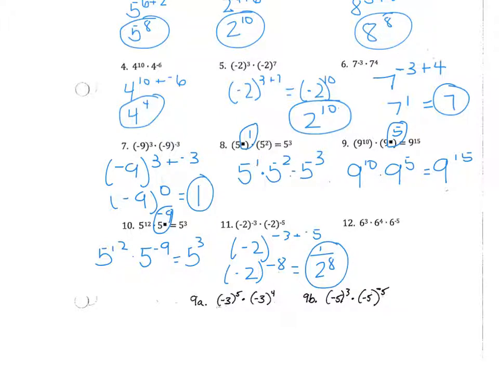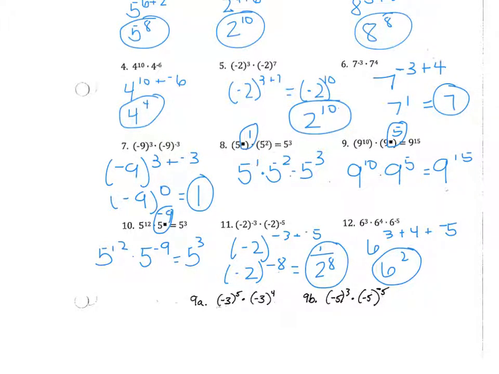All right, next one. 6 to the third times 6 to the fourth times 6 to the negative fifth. Well, in this case now, we're just going to add all 3 of these exponents. So I've got 6, and then to the 3 plus 4 plus negative 5. 3 and 4 is 7, negative 5. I'm going to subtract that, so I'm just taking 7 minus 5. So this is 6 to the second power.